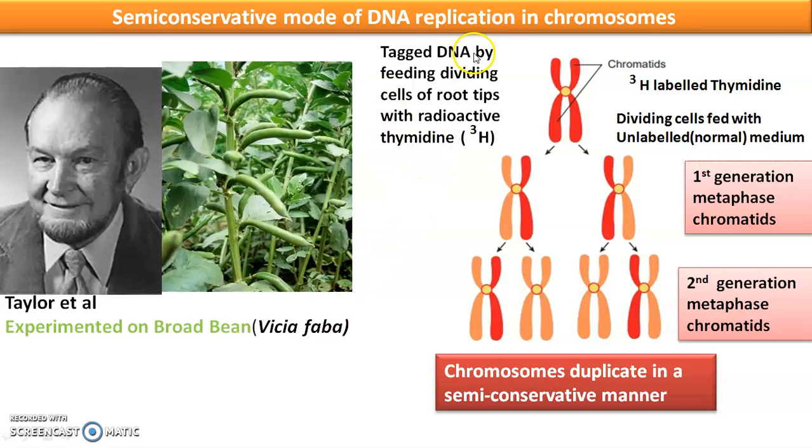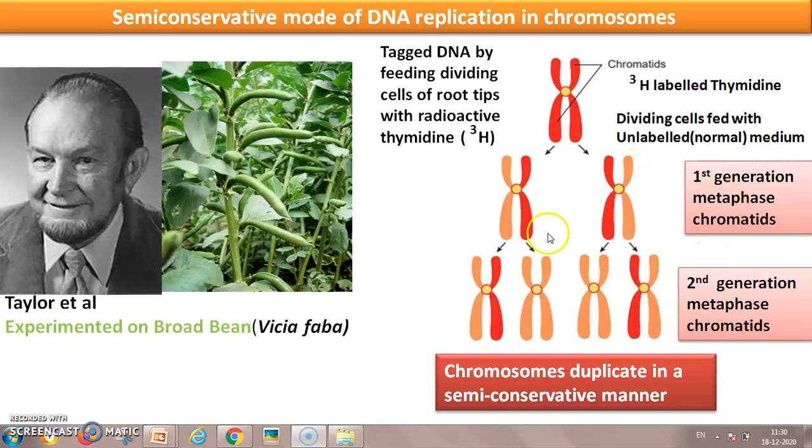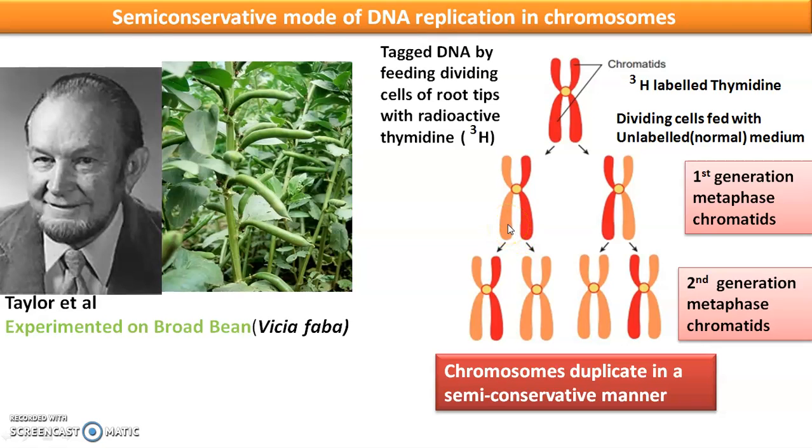They tagged the DNA of the root tip cells with radioactive thymidine, H3. They cultured the cells in nutrient medium with radioactive thymidine, and they started their experiment with cells having DNA or chromosomes incorporated with radioactive thymidine. Then they cultured the cells in normal medium, that means medium with normal thymidine. And they found that in the first generation, the metaphase chromatids were showing one arm unlabeled, not radioactive, and the other chromatid in the metaphase stage radioactive.